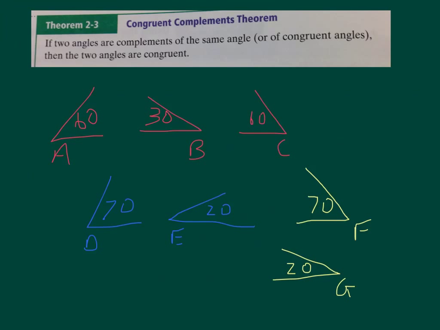Now we have D and E being complementary angles, and F and G being complementary angles. And since E and G are congruent to each other, and D and F are complements of those congruent angles, E and G, then D and F must be congruent because they are complements of congruent angles.